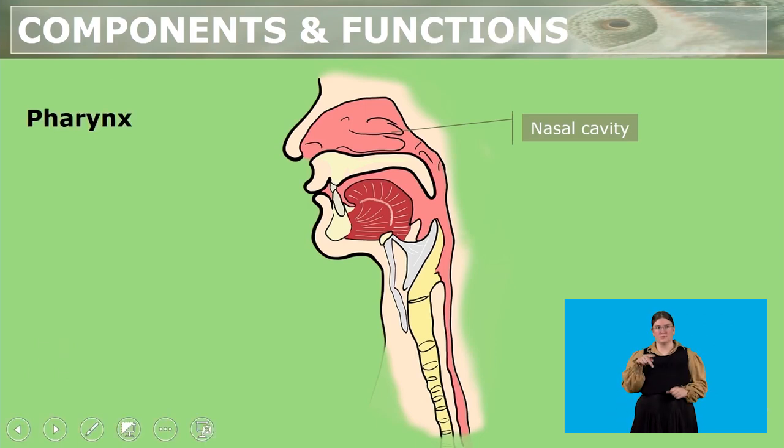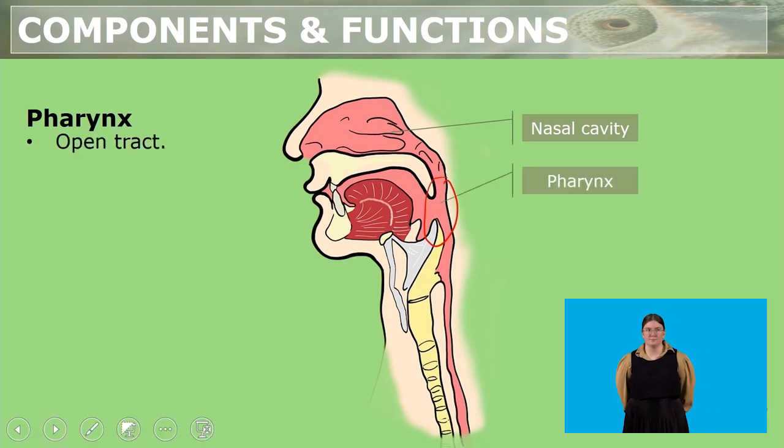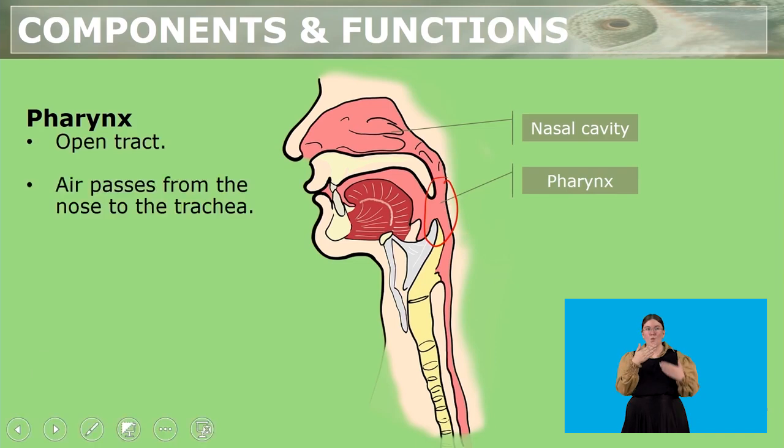Next, we have the pharynx. The pharynx is located there, like I have said. You have the nasal cavity and your mouth cavity that basically connect there behind, and they form the pharynx. It is an open tract. Air passes from the nose to the trachea. The trachea is here.